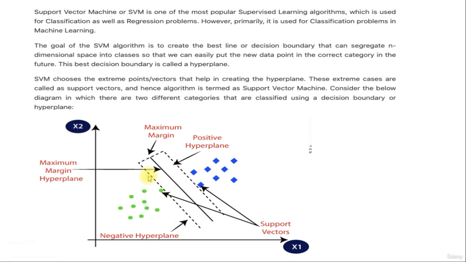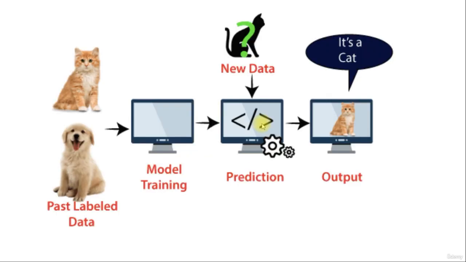And here, for the ease of understanding, I'm using a 2D space or a coordinate axis, but in real life problems you can have an n-dimensional vector space. So this is the basic working of SVM.